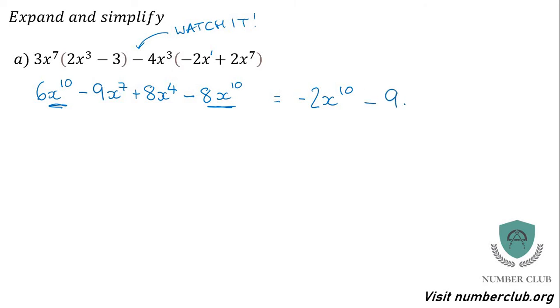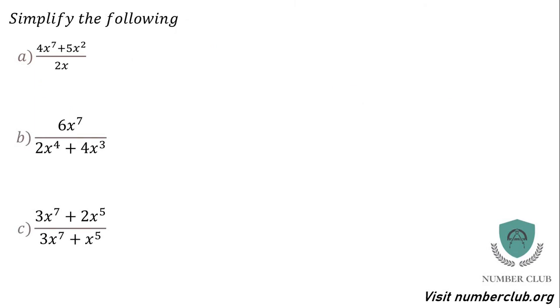So we get negative 9x to the power of 7 plus 8x to the power of 4. Any order with these as well. So if you wrote those bits first and then you wrote negative 2x to the 10, that's absolutely fine. Okay, next up. So 3 questions here, and these are really, really, really important. The first one is pretty simple. The next one is incredibly, incredibly important. Okay, so we'll get cracking with the first one.